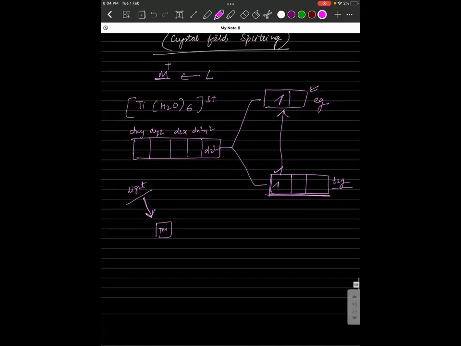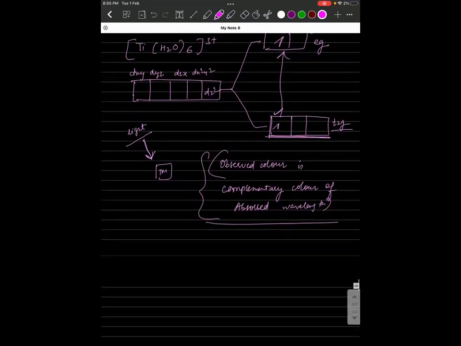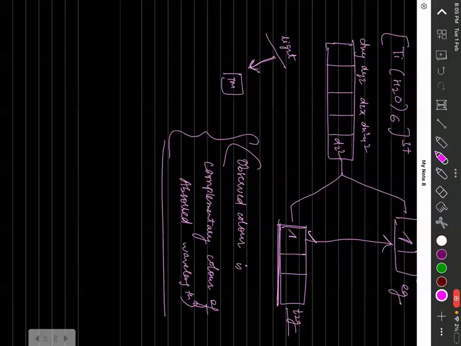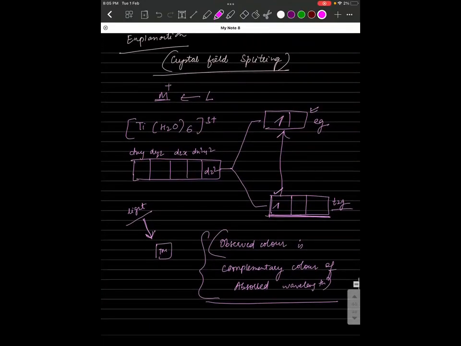Now, which color will we be observing? The observed color is the complementary color of the absorbed wavelength. So this is how the transition metal compounds exhibit different colors, corresponding to the wavelength of the light that is falling on them. Clear? Okay.